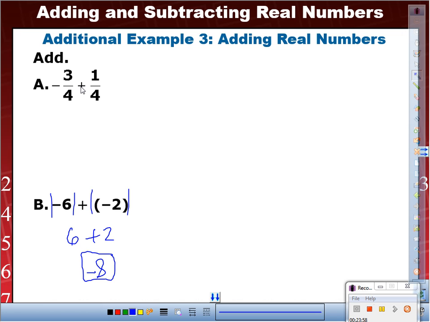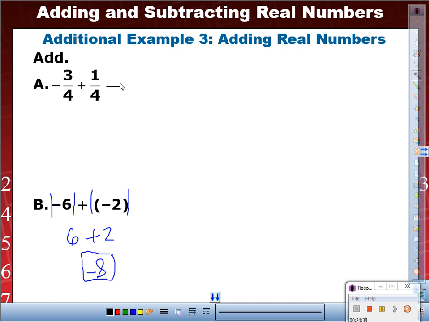I'm going to show you a couple of methods for this. And probably the easiest one is this. Whenever you get to these, copy example 3A, copy this, and then I'm going to walk you through that. It's negative 3/4 plus 1/4. So, first way of doing this.